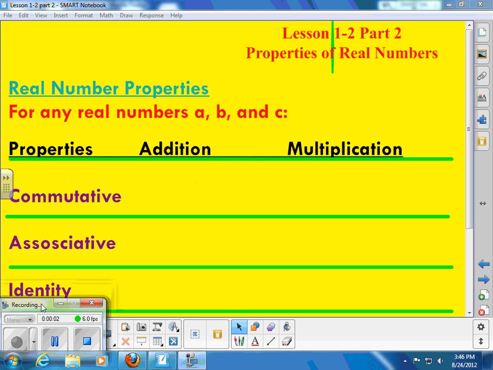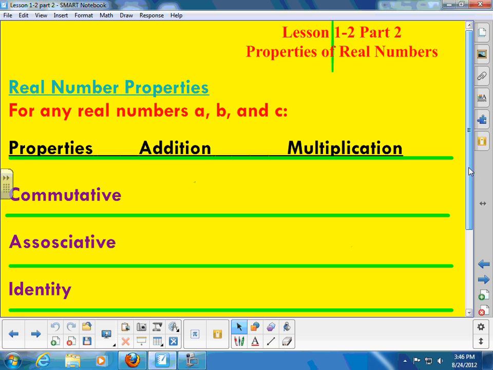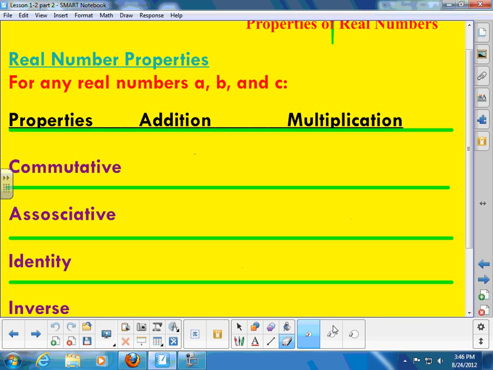Algebra 2, Lesson 1-2, Part 2, Properties of Real Numbers. For any real numbers a, b, and c, the following properties hold true. The commutative property for addition states that a plus b is equal to b plus a. Likewise, the commutative property for multiplication states that a times b is equal to b times a.